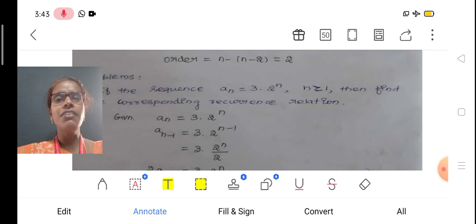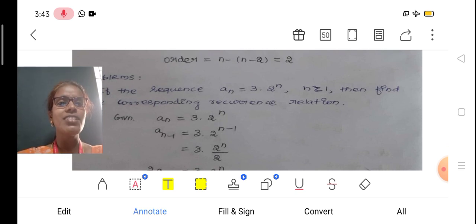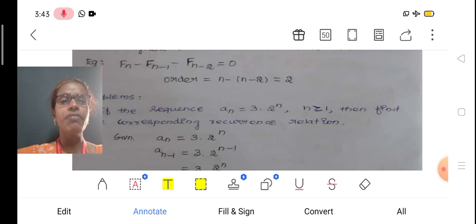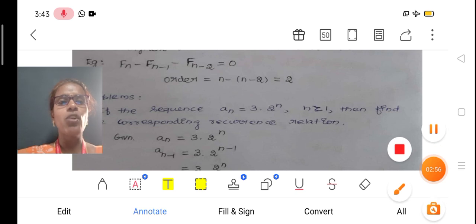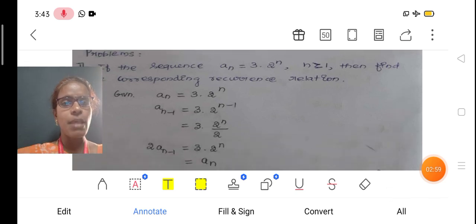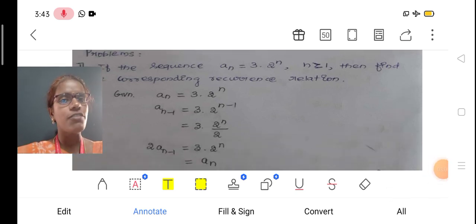Here we have two types of problems. The first is that the sequence is given and we need to find the relation. The second is that the relation is given and we need to find the solution. We will see one by one. Now the first problem is where the sequence is given and we need to find the recurrence relation. Based on the previous term only we need to define the relation.